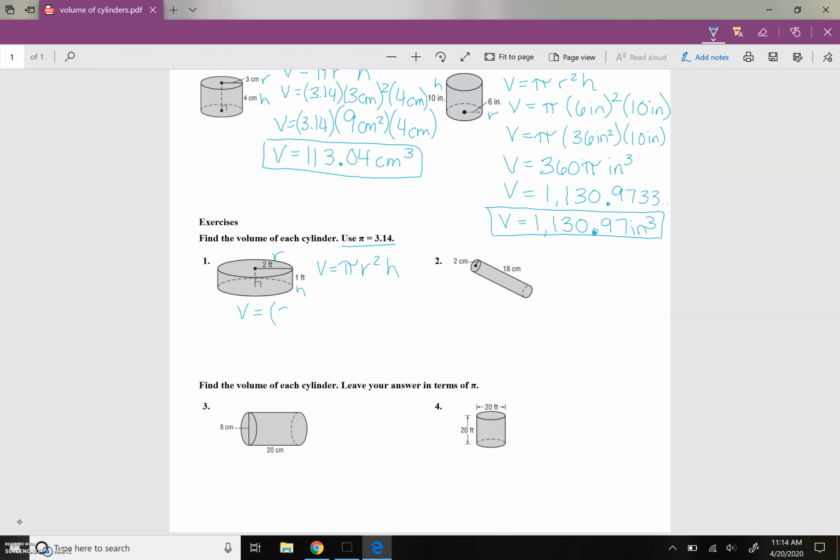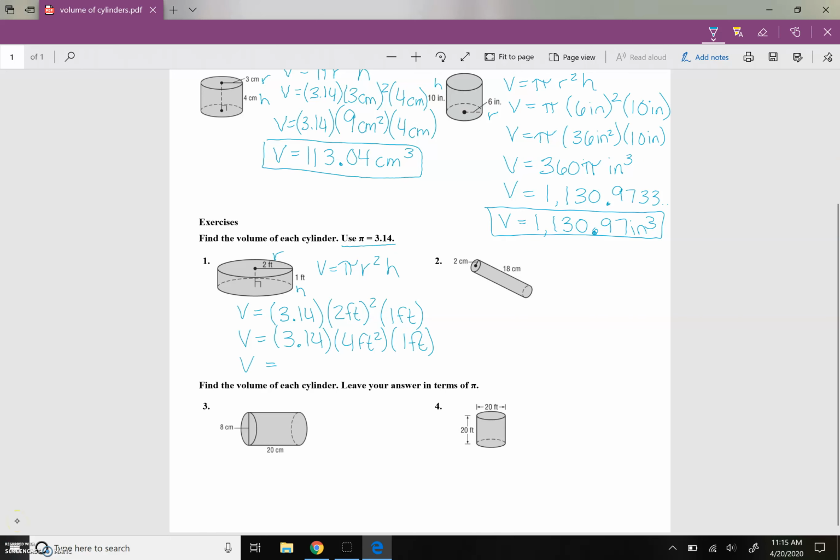volume equals 3.14 times 2 feet squared times 1 foot. Remember to do your PEMDAS, your exponents would be first. So 3.14, 2 squared would be 4. And I'm bringing down my 1 foot. And so now it's just multiplication from left to right.